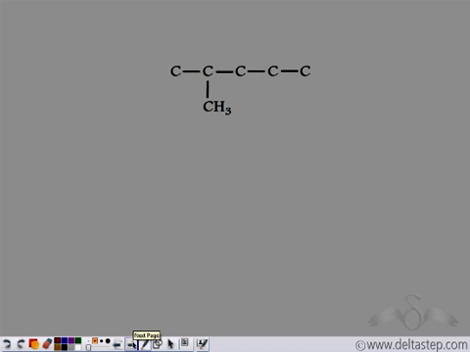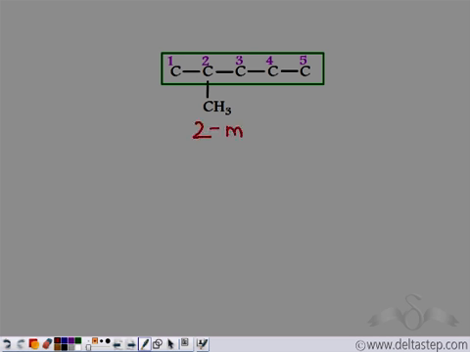Let's take another organic compound. This is our organic compound. Our first step is to select the longest carbon chain. So in this case, we observe that 1, 2, 3, 4, 5, this is our longest carbon chain. So if we number it from the left, we get 1, 2, 3, 4, 5. We name the substituent according to the position at which it is attached. So we observe that our methyl group is at position number 2. So it gets the prefix 2-methyl.